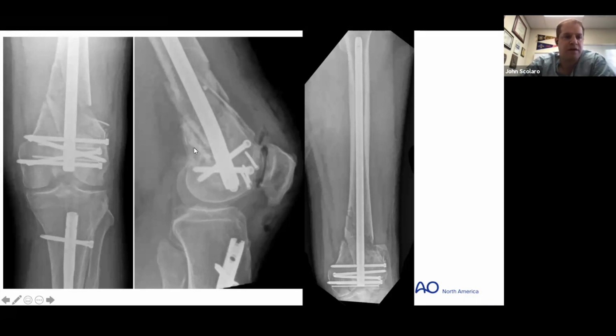So I actually, just above that metaphyseal comminution, would have put some A to P screws, and you can do the exact same thing distally, to control your entry point.